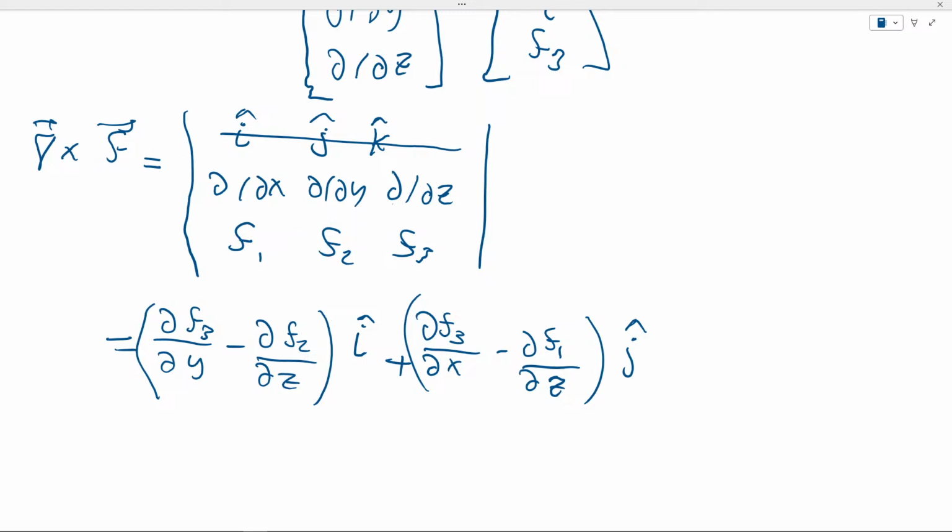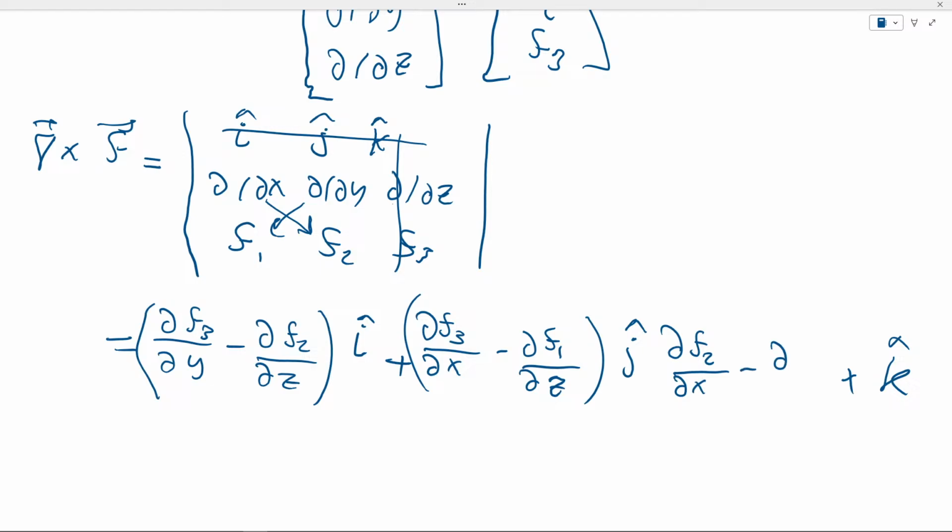Again, what do you need to do? You need to also solve for k. So plus k. So how you do this? You cross this guy with this guy, then you multiply this guy with this guy and subtract it from this guy with this guy. So let's do it. So that is ∂f2/∂x minus ∂f1/∂y. Here's a plus. And that is in the k direction.